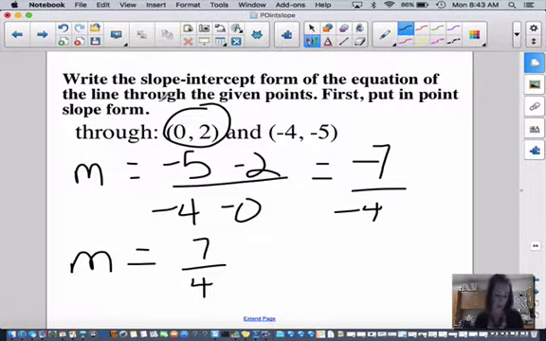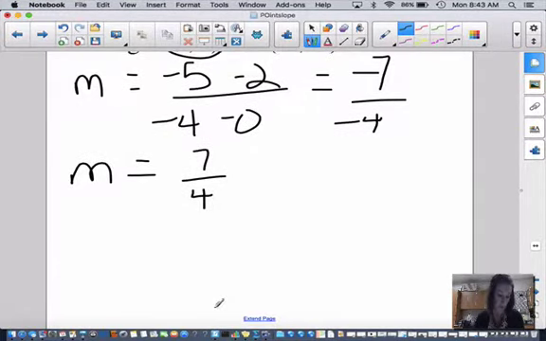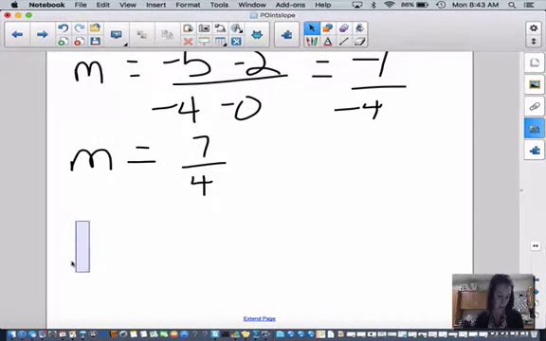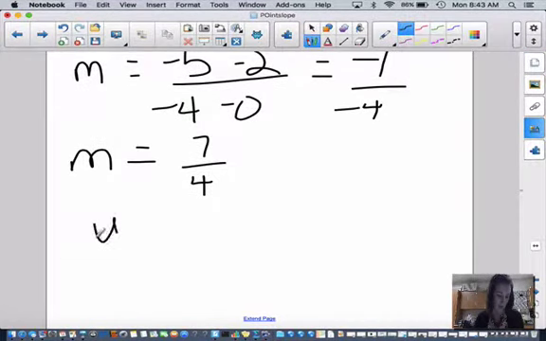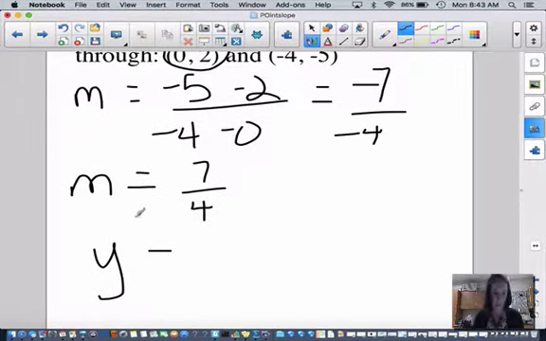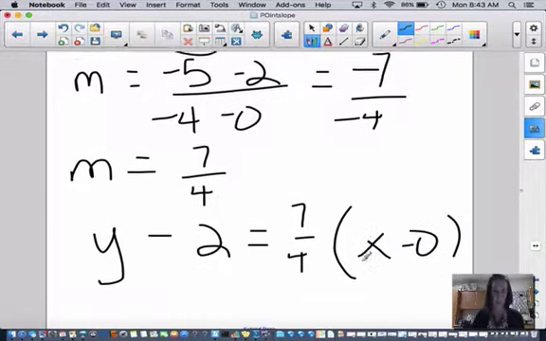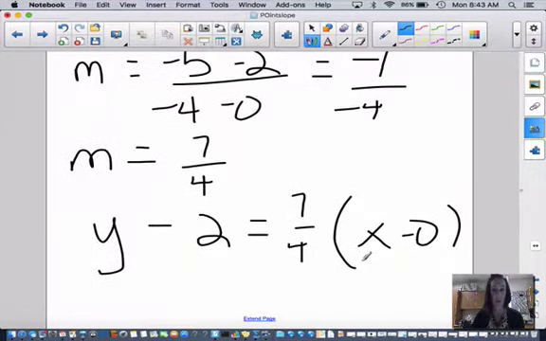So I'm going to choose that point to put it in point-slope form. So y minus y1 equals m times x minus x1. All right, and it does say write the slope-intercept form.